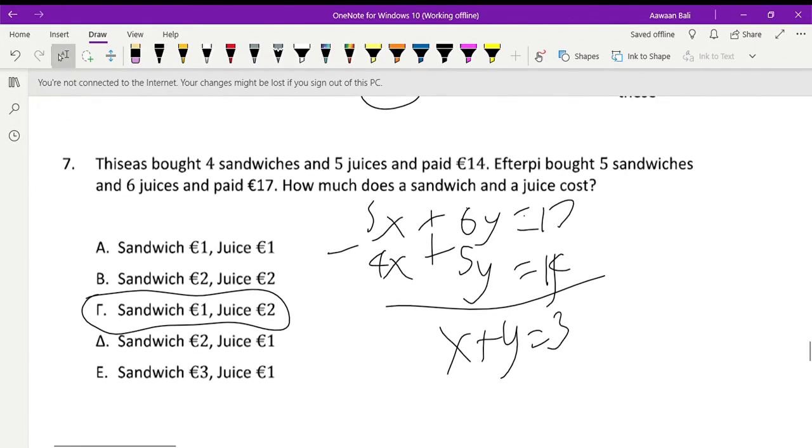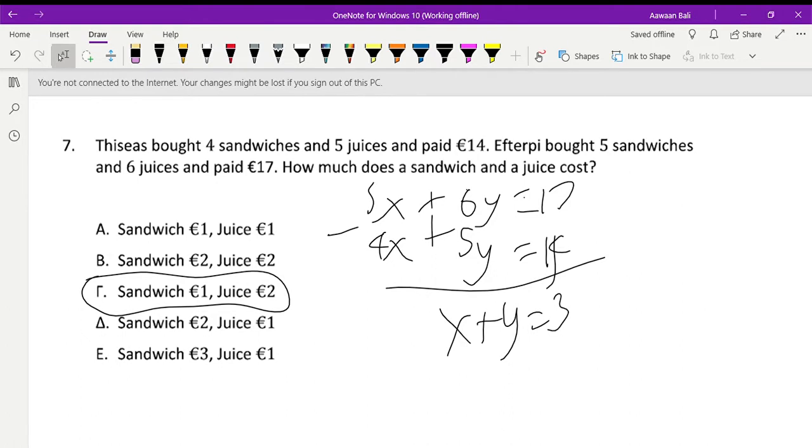Question number 7. The CS bought 4 sandwiches and 5 juices and paid €14. Efterpi bought 5 sandwiches and 6 juices and paid €17. How much does a sandwich and a juice cost?